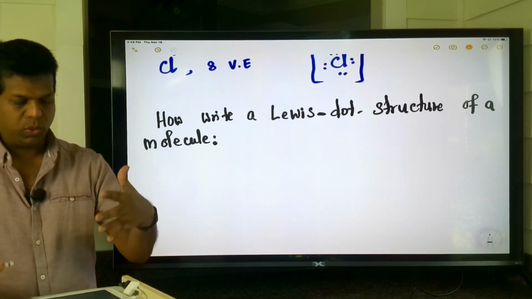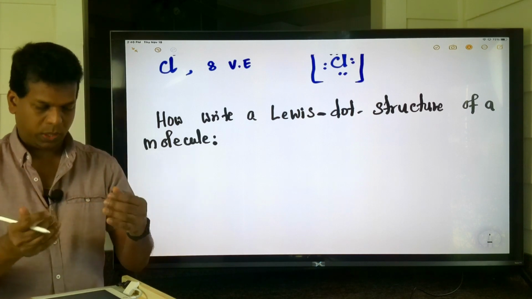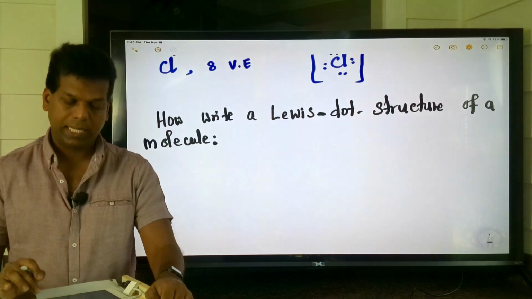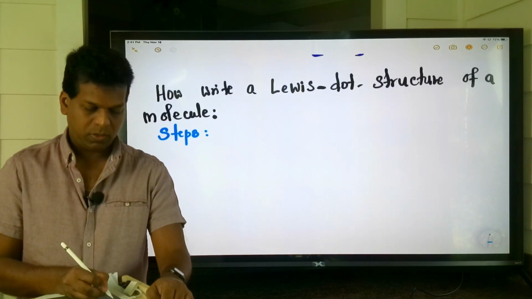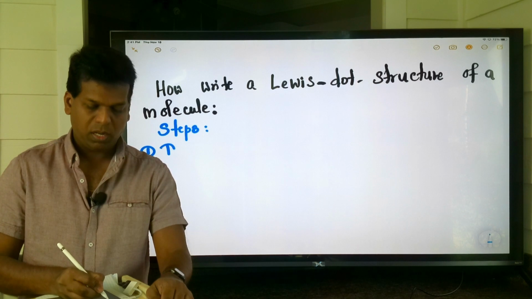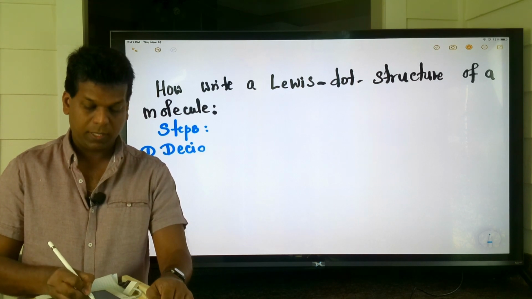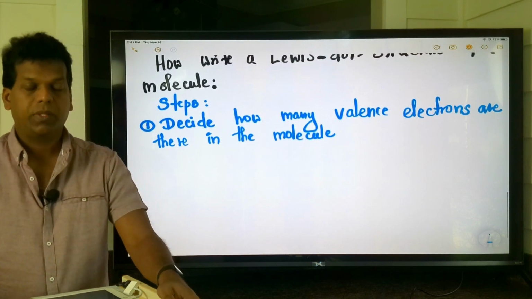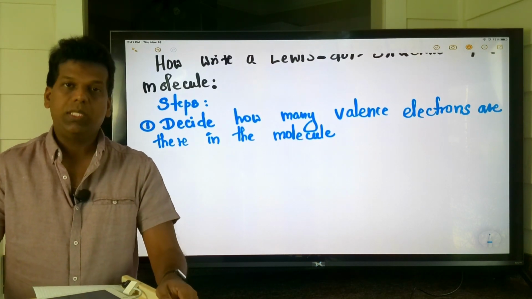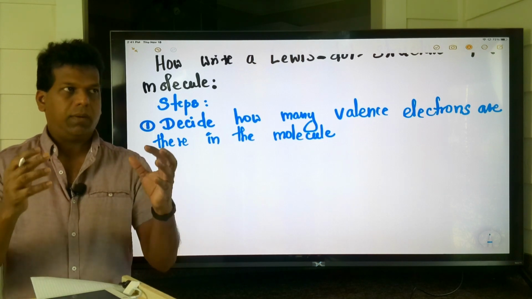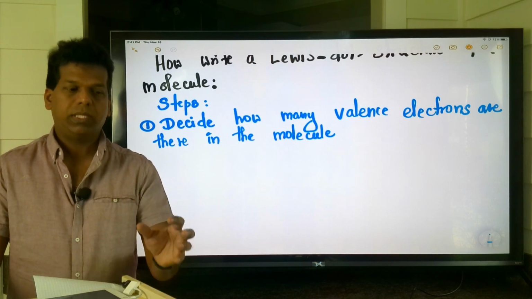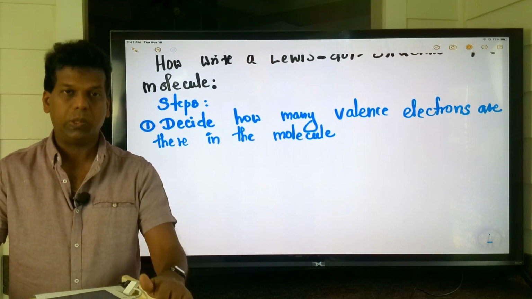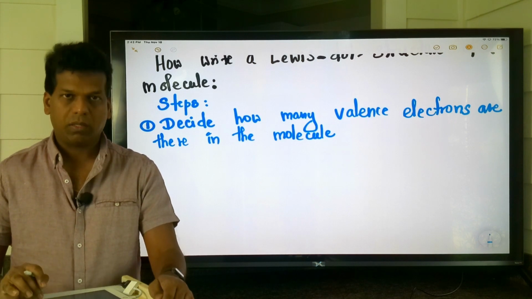I'll write this step by step, and then we can do examples later. The first step is you decide how many valence electrons there are in the molecule. How do we do this? It's very simple: you get the valence electrons of the individual elements and add them up. That will give you the number of valence electrons of the molecule.